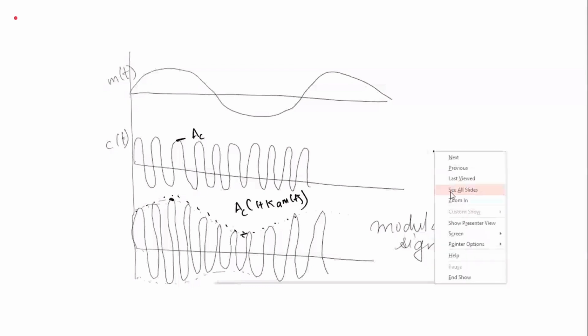Ma'am, could you repeat what Ka was? Ka is a parameter which is known as the amplitude sensitivity of a modulator. Depending upon this Ka, this envelope can reach here also.